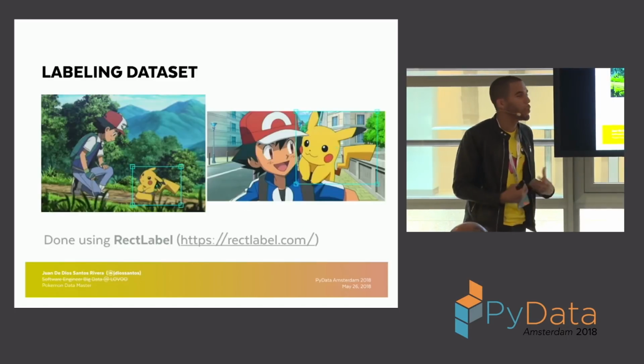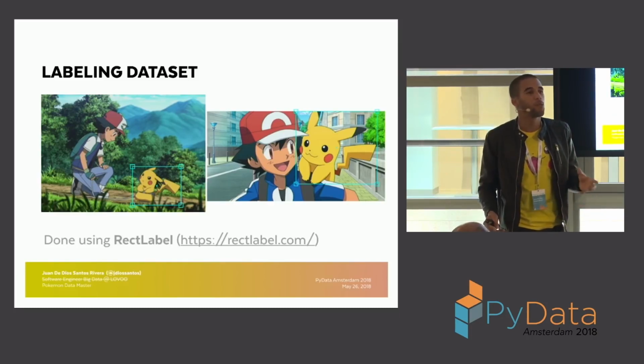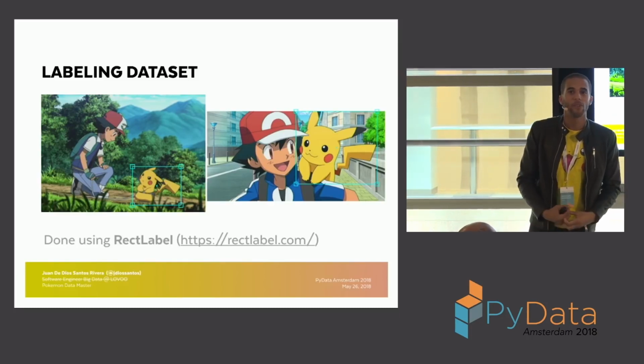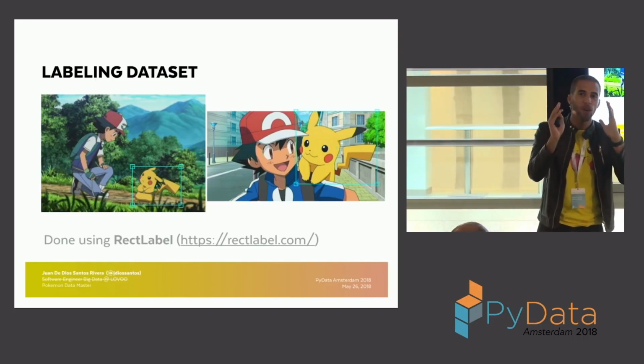So after that, we have to label our data set. And the process of labeling here is quite different than what we are used to. Why? Because here we're dealing with object detection. So we need to tell our system, hey, this is my object.